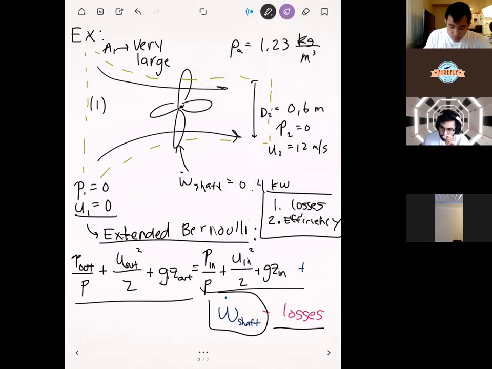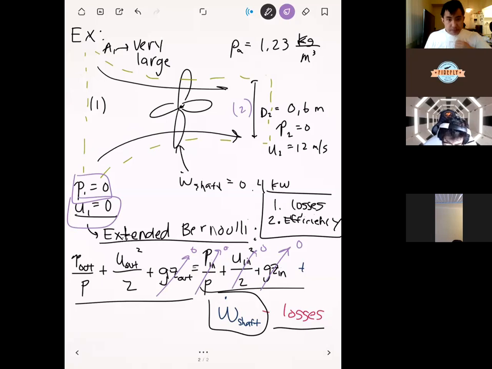We have one inlet and one outlet. Our inlet is on the left at 1, so let's start canceling out terms. Since we know that P1 is equal to 0, we can already cancel out the pressure term. We also know that the velocity at the inlet, U1, is equal to 0, so we can cross that out. Also, just by looking at the figure, the height of the inlet is going to be the same as the height of the outlet, because we're just moving horizontally here, so we can cancel out those two terms.